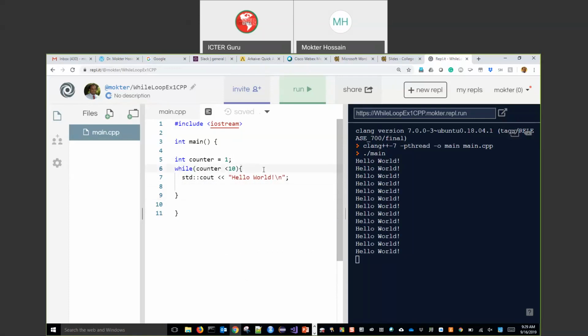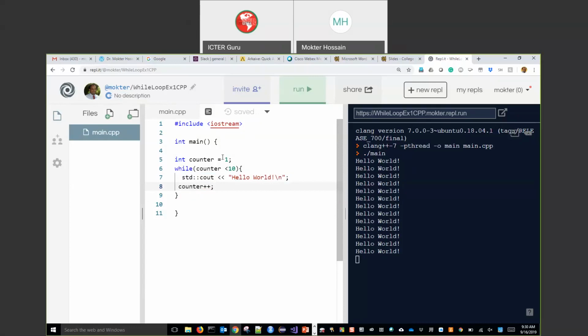Here we see that we have counter equal to 1 while counter less than 10. Okay, it will print hello. One more thing that we need is to increase or decrease the counter. We'll increase or decrease it here within the body. So this is the body of the looping statement. So here we say counter plus counter, it will not give us a different result at this point.